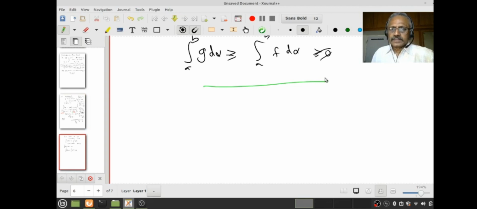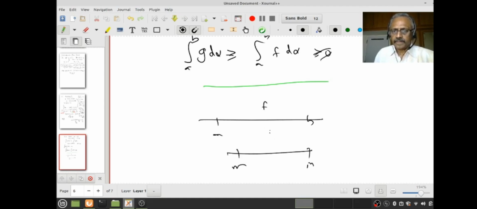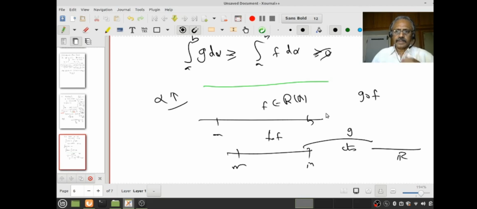Now the next thing, I will prove an important result. This is a technically superior result, and most often textbooks and teachers try to avoid it. I will just state it. Let f be a function from [a, b] taking values in [m, M], and let g be a continuous function from [m, M] to R. Then g composed with f: if f belongs to R of alpha, again alpha is increasing, then g composed with f also belongs to R of alpha. This is what we want to prove.